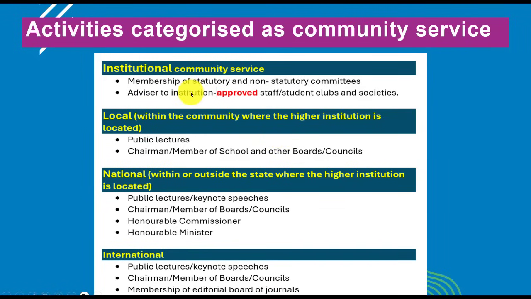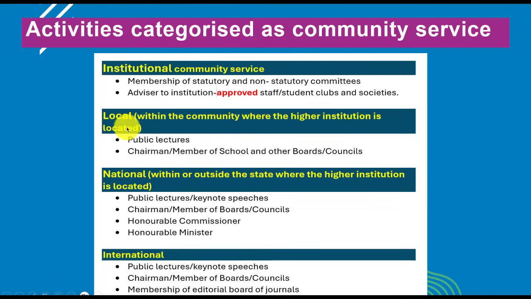Now, let's look at the activities that can be categorized as community service for higher education personnel at the level of the institution. It can be membership of statutory committees like Senate, like Council, or membership of non-statutory committees, all the other ad hoc committees that you have in your institution. It could be as an advisor to institution-approved clubs and societies of staff and students. This is very important, approved, because there are some clubs that have negative missions and visions and are not institution approved. So I'm not putting all of those in here.